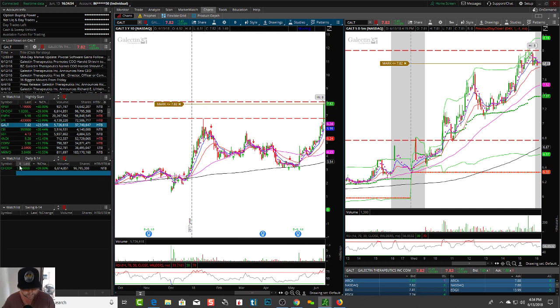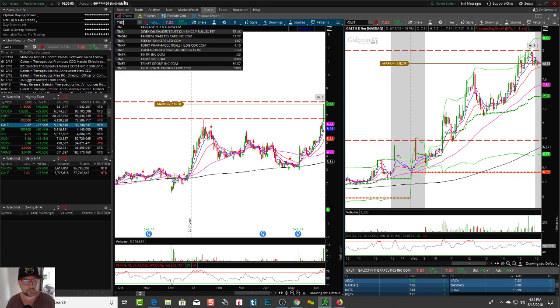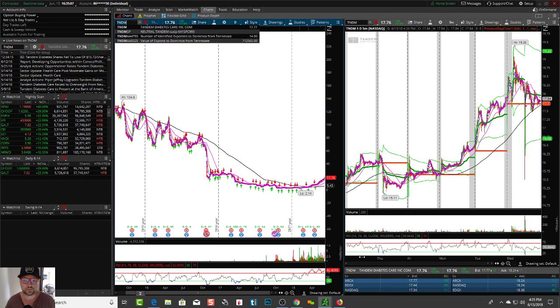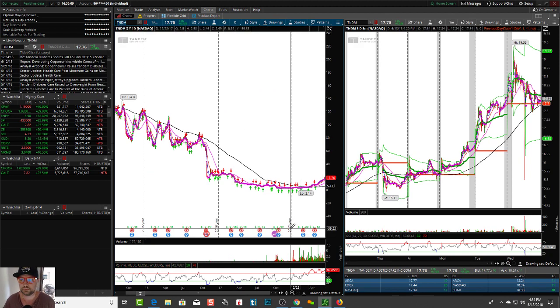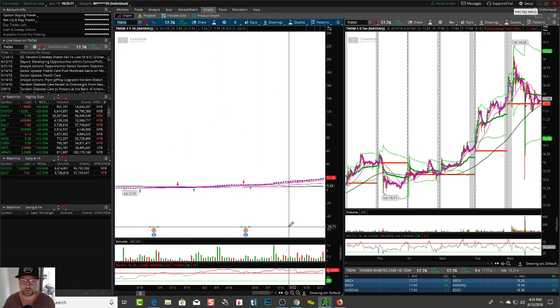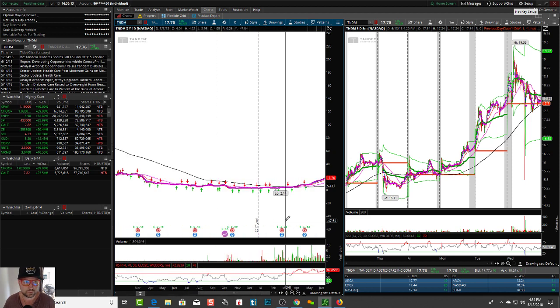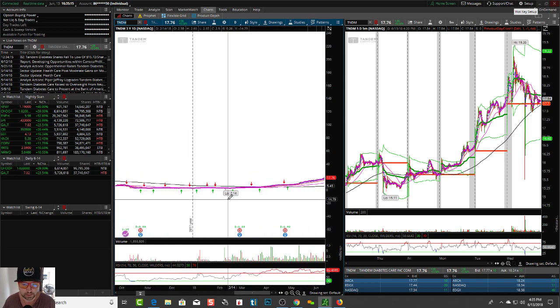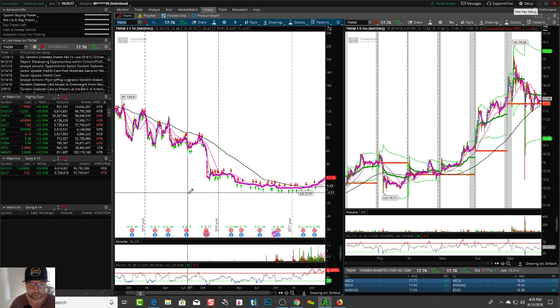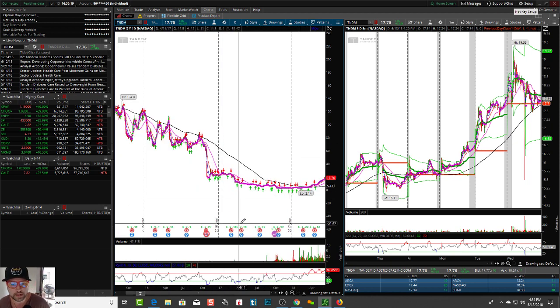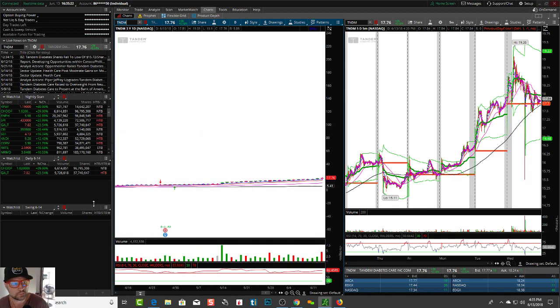All right, so GALT. And someone's asking about TNDM. My thoughts are this chart is ugly. That's my thoughts. I don't know anything about it. I just wouldn't even look at this chart. It's terrible.